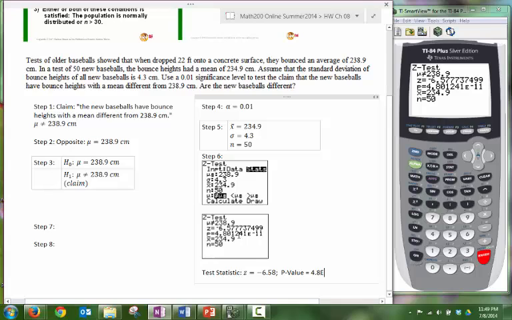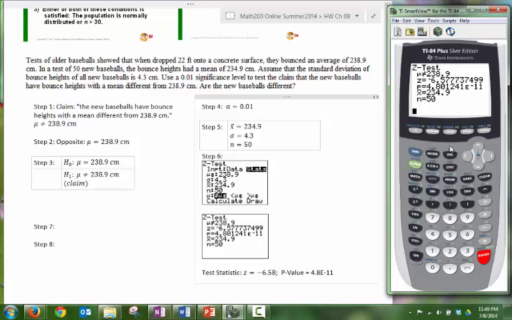0 times 10 to the negative 11th power, which is going to be a really small number. So if we were using the traditional method, which I think this problem is going to ask us to do, we would draw our graph and we would need to find some of our critical values. So let's go back to the calculator real quick and just quickly run through the test again. And all our values are still there.